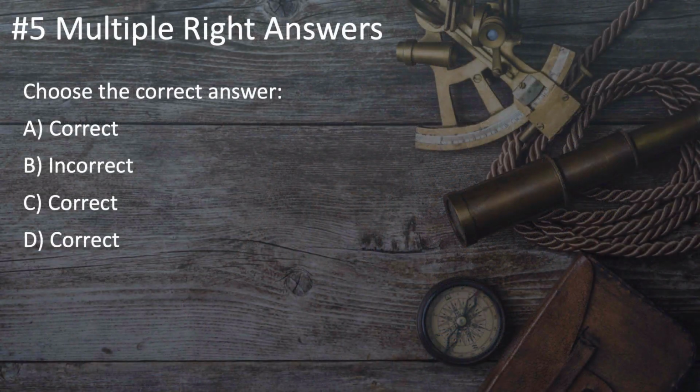The fifth type of question is when you have multiple right answers. You may look at a question and see that it's very clear to you that both A and C and D are all correct. So how do you choose? Well, in this case, it can be valuable to look at these answers a little more closely and ask yourself, which is the most correct most of the time?